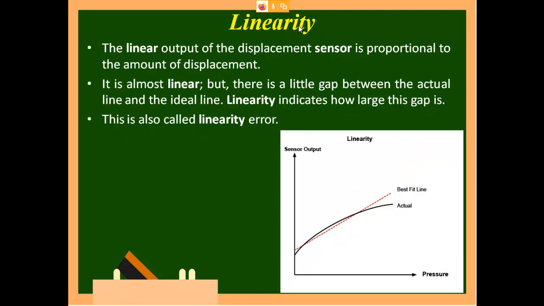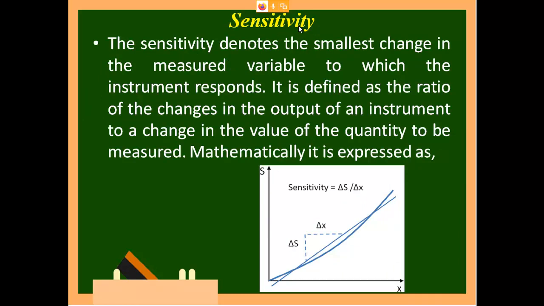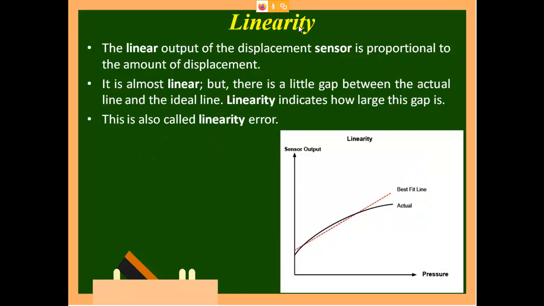Okay, next is linearity. There is a difference between sensitivity and linearity. In sensitivity we ask, for a small change, what is your response, whereas linearity totally depends upon the non-linearity. When you say non-linearity, that is with respect to linearity. If the person has non-linearity, then he will not have linearity in his response. The linear output of the displacement sensor is proportional to the amount of displacement. It is almost linear, but there is a little gap from the actual line.